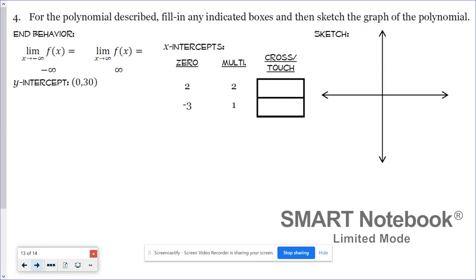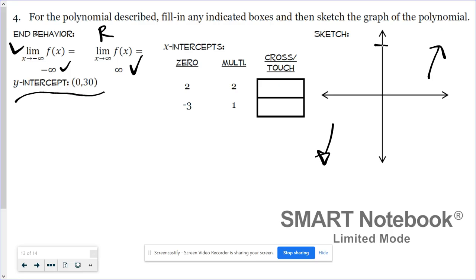In this problem here, they describe a polynomial for us, and they want us to sketch it. So it's a little different because they didn't give us the function. They are telling me that on the left end of my function, the end behavior is negative infinity. And on the right end of my function, the end behavior is positive infinity. They're indicating that the y-intercept is (0, 30), so it'll be on the positive end.